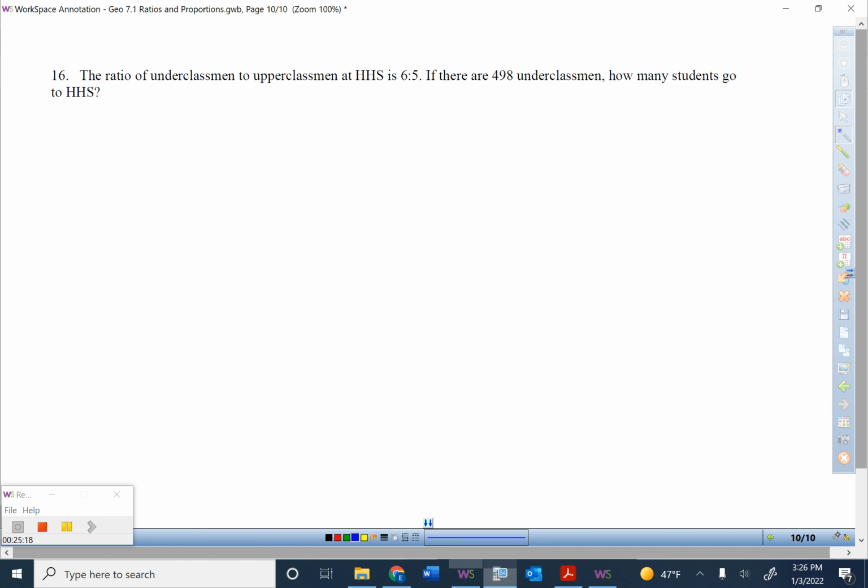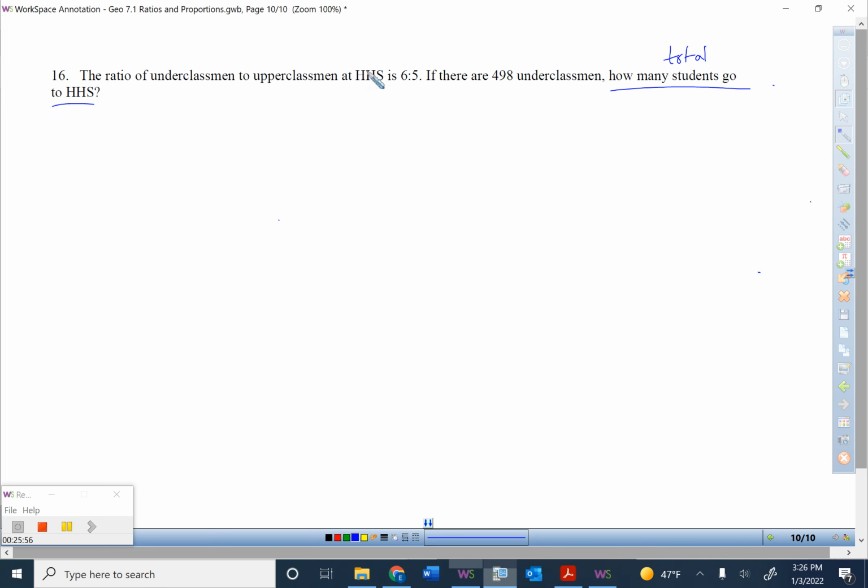Alright, last one here. The ratio of underclassmen to upperclassmen at Hays High is 6 to 5. If there are 498 underclassmen, how many students go to Hays High? Okay, so this one's a little bit of a different problem. They give us a ratio instead of us being given regular numbers. So that means it's probably asking for us to do something different as well. So let's look at the question first. It says, how many students go to Hays High? Okay, so that's important. This is a total.